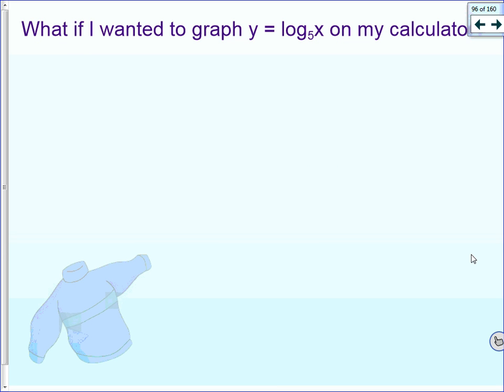And if I wanted to graph log base 5 of x on my calculator, log base 5 of x is just y equals log x over log 5. So now I can graph logs of any base on my calculator.